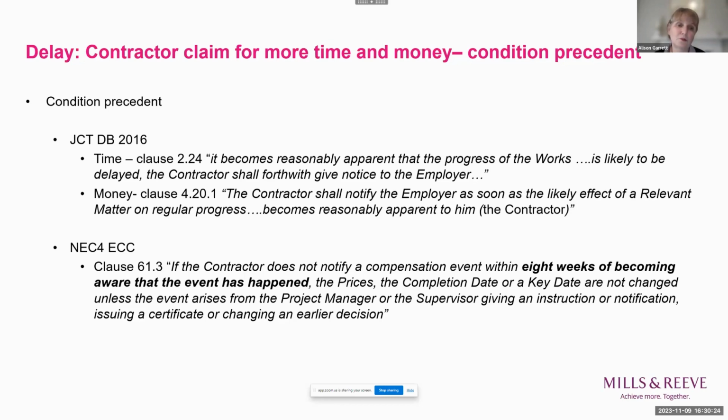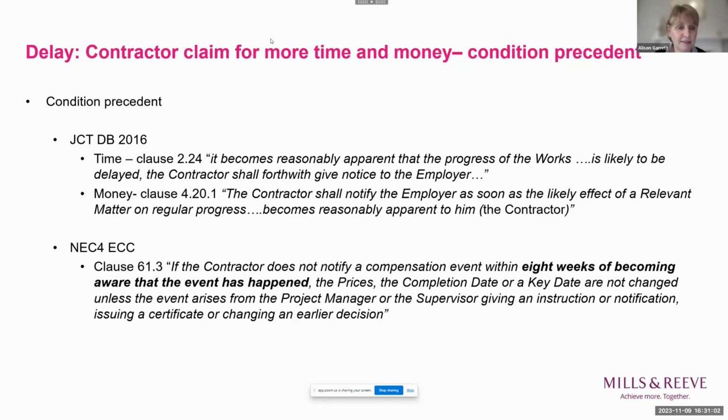And under clause 4.20.1, in relation to money, i.e. loss and expense, the contractor shall notify the employer as soon as the likely effect of a relevant matter on regular progress becomes reasonably apparent to him. Now, in both those instances, it has been held that they are not condition precedents. If the contractor doesn't comply with those timeframes, which quite frankly are quite vague anyway, what does reasonably apparent mean? It doesn't prevent them from being able to claim extra time and extra money.